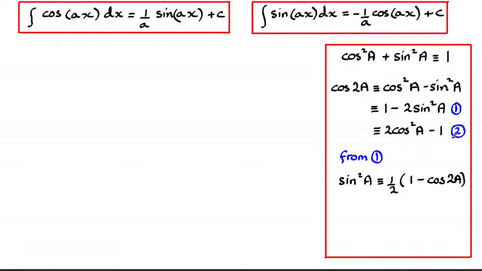I can take identity 2 and rearrange it similarly for cos squared A, and if you do that you're going to get a very similar one. Cos squared A is identical to half of all of 1 plus cos 2A. So do write down these identities. I hadn't got room on the next screen to show these. It's important that you do put those down if you're not aware of them.